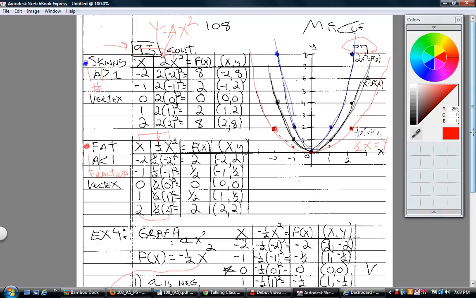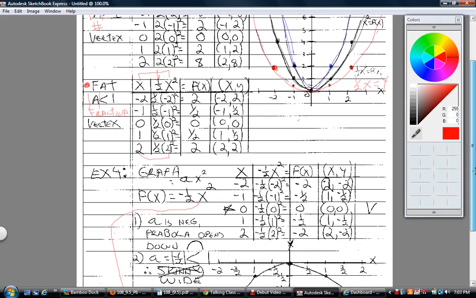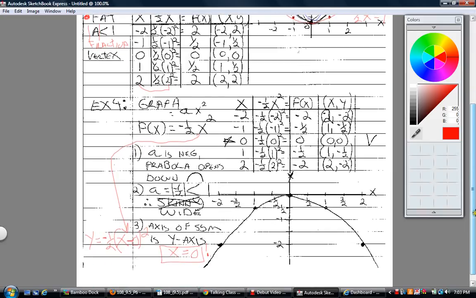Okay, with that said, let's tackle example 4 here, f of x, or y equals -1/2 x squared. When you go through here, they're going to ask you to describe things in the problem, and you could say, will this graph open up or down? Since you see that negative, you know this parabola is going to open down.